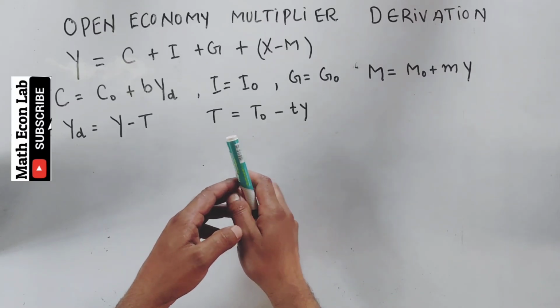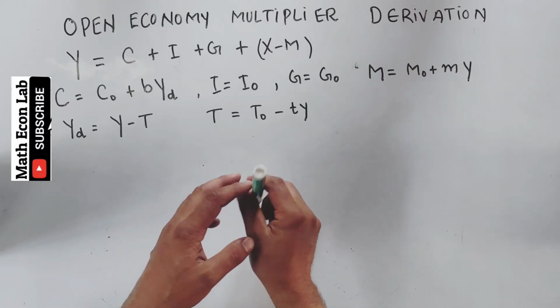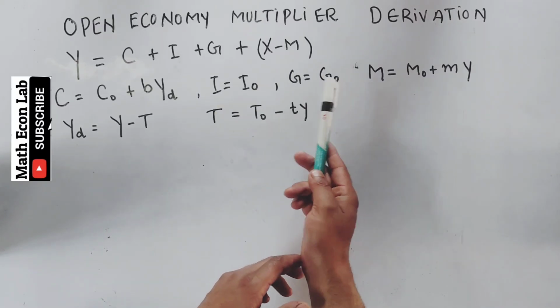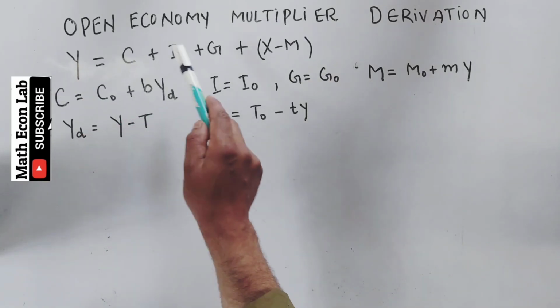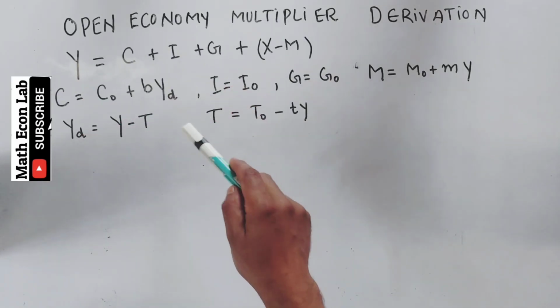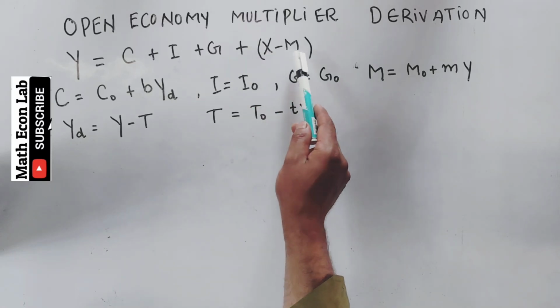In this video, we will learn how to derive the multiplier for an open economy. Let us suppose for an open economy, we are given that total income is equal to consumption expenditure plus investment expenditure plus government spending plus exports minus imports.